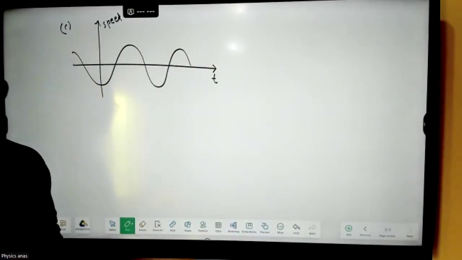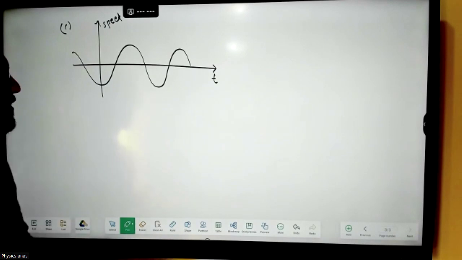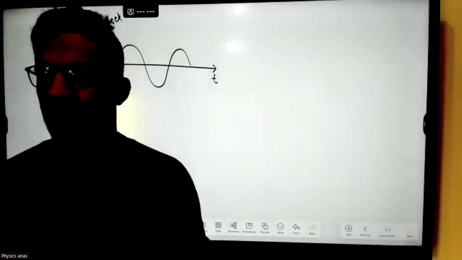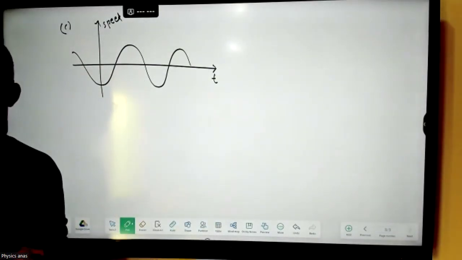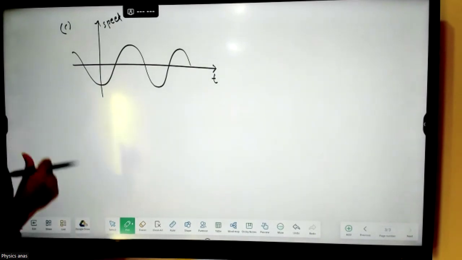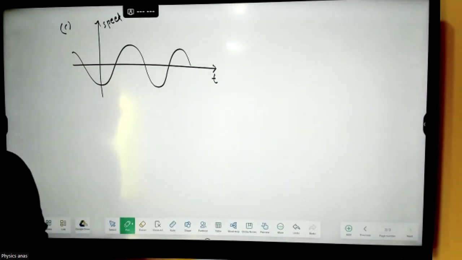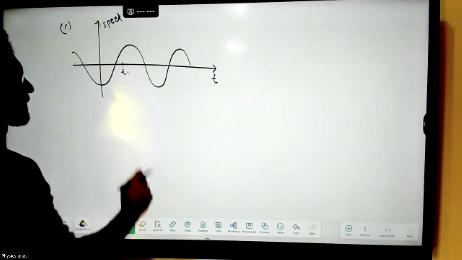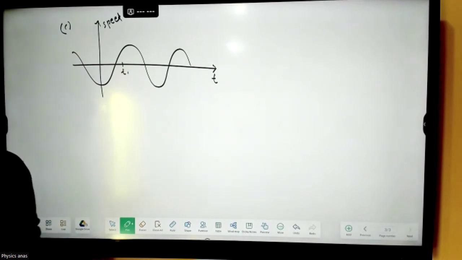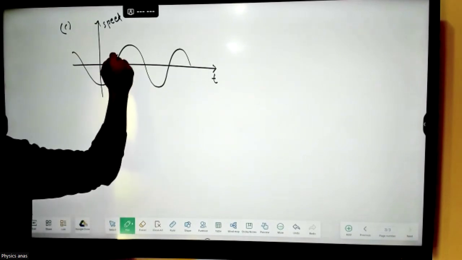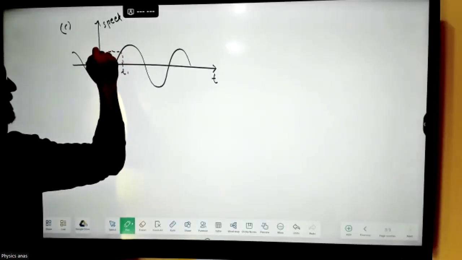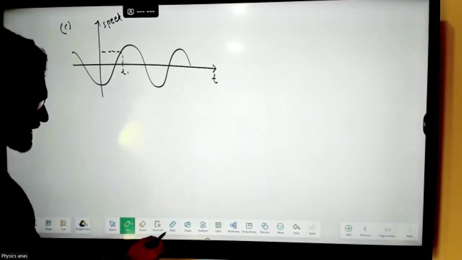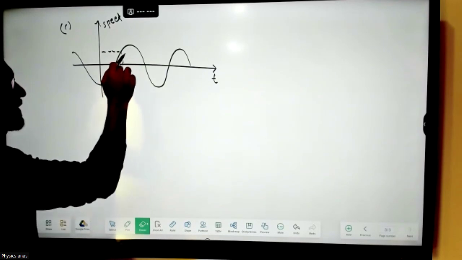Then the third one. What about this graph? Can you tell me about this graph? Is this graph possible for a one-dimensional motion? Why is that? Take this time. Does it have different velocities or different speeds? No, it does not have different speeds. Only one speed for one time. So that's not the reason. Then what is the reason?